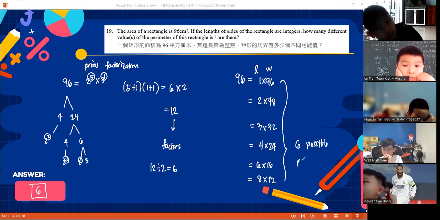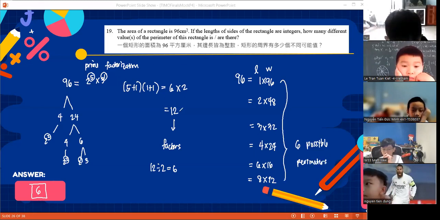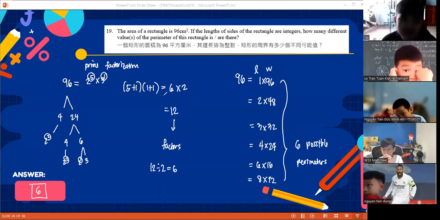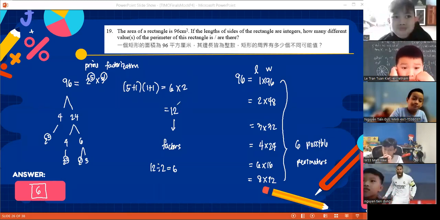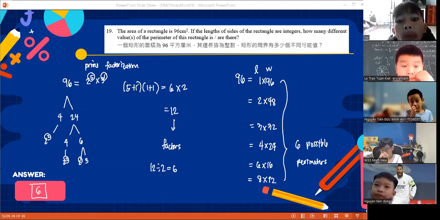Okay, understand. So it's just the same as this one, but this is a lot simpler because you're gonna get only the total number of factors, which is 12, and then divide with 2. So you'll get 6, right?